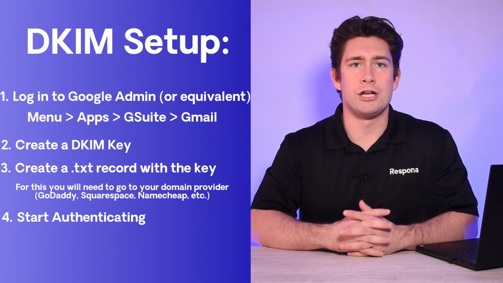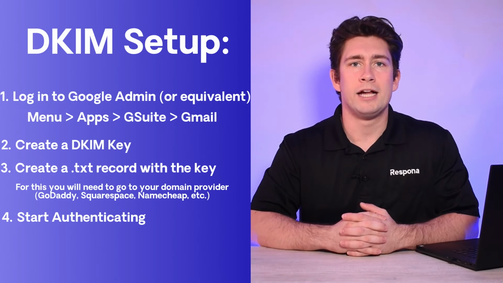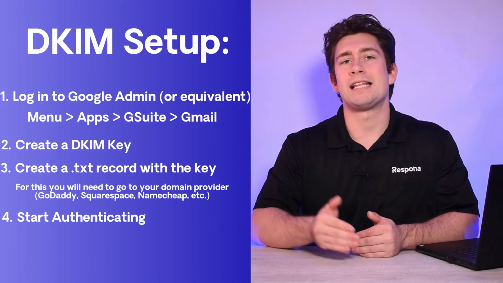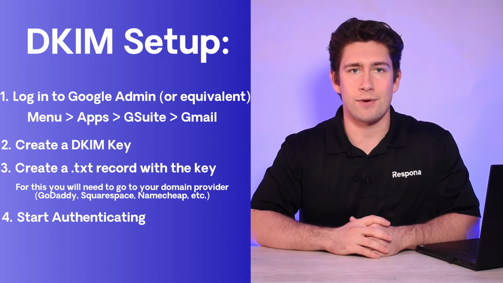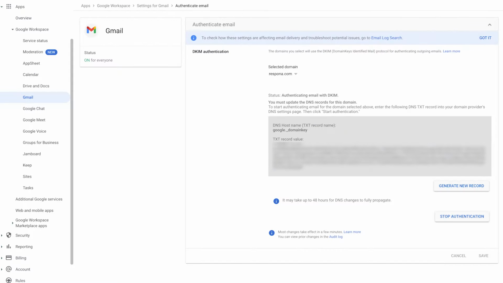Setting it up means hopping into your Google Admin Console or equivalent, generating a DKIM key, and planting that into your DNS as a TXT record. So start by logging into Google Admin, admin.google.com. In the navigation menu on the left-hand side, go to Menu, then Apps, G Suite, then Gmail. Then you'll generate a DKIM key.